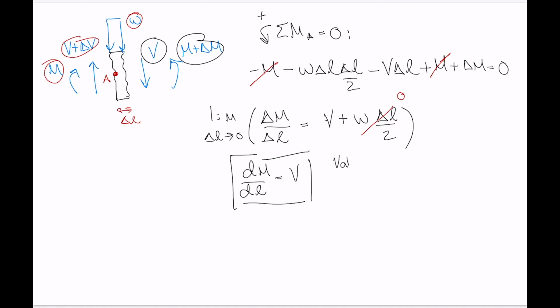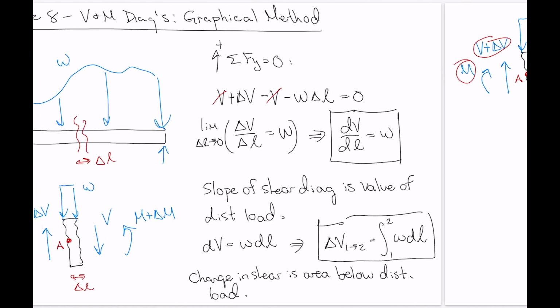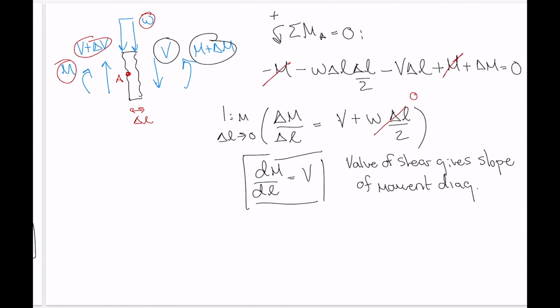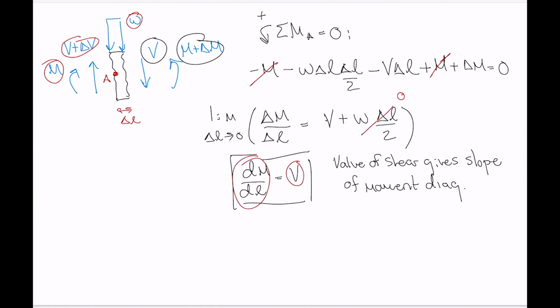So value of shear gives slope of moment diagram. Okay. So from our previous page, we had value of distributed load gives slope of shear, and now we have value of shear gives slope of moment. So you can see how these are related to one another now.